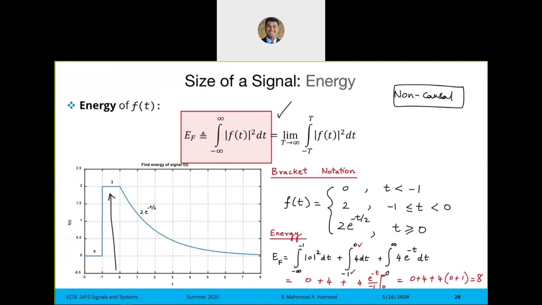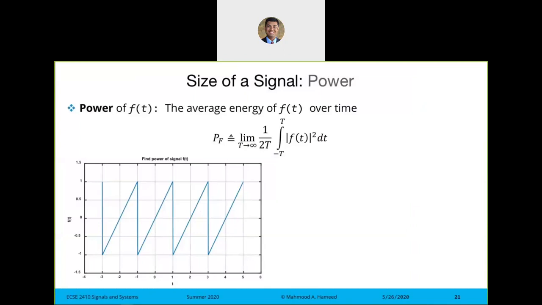Let's move on. How about the power of the signal? Well, the power is essentially the average energy of f of t.